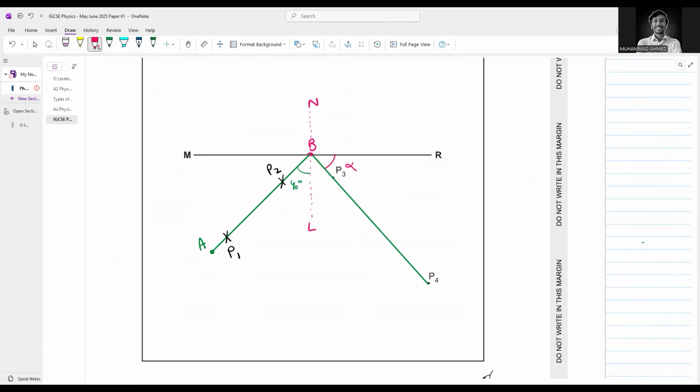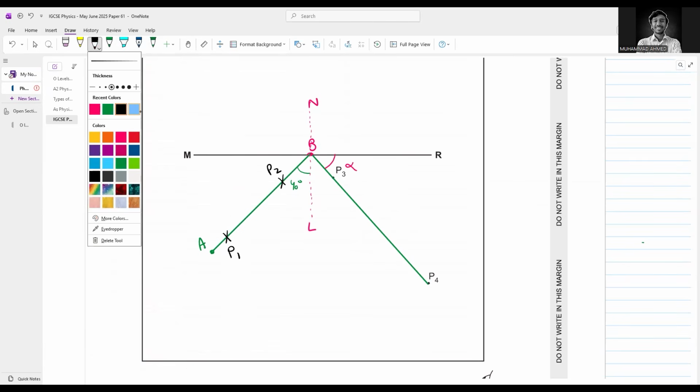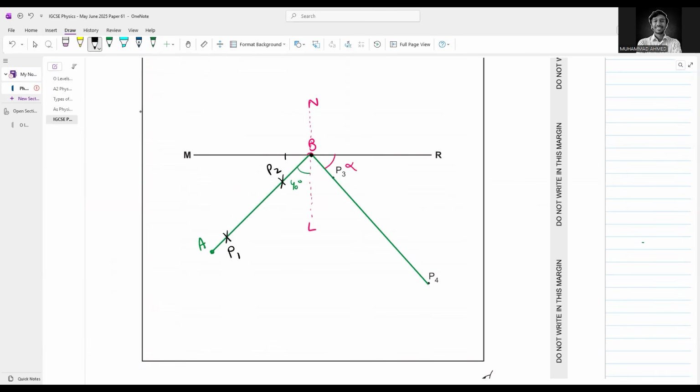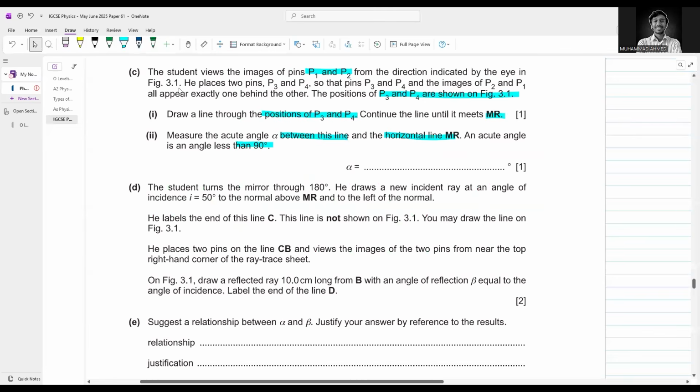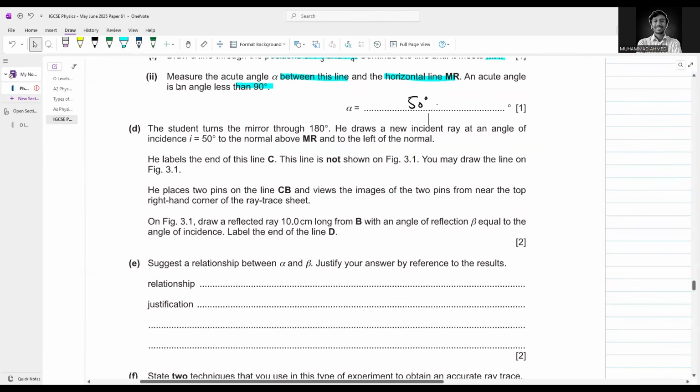So how will we measure this angle, sir? Very easy. Take a protractor, place in the middle. You can easily measure this angle phi. I have already measured this angle alpha कह लो phi कह लो. This comes out to be 50 degrees. So let's write it. This is 50 degrees. Simple. Okay.